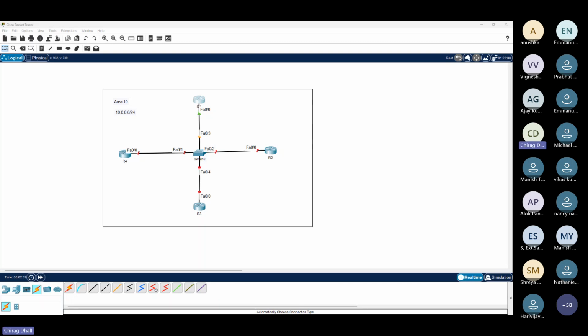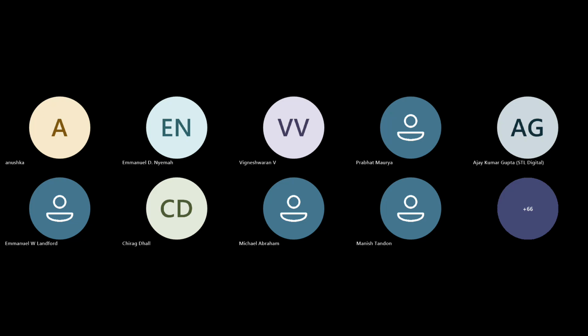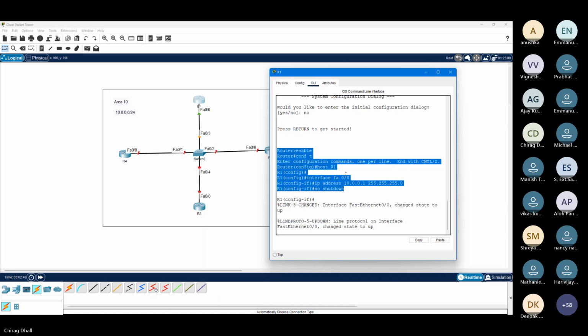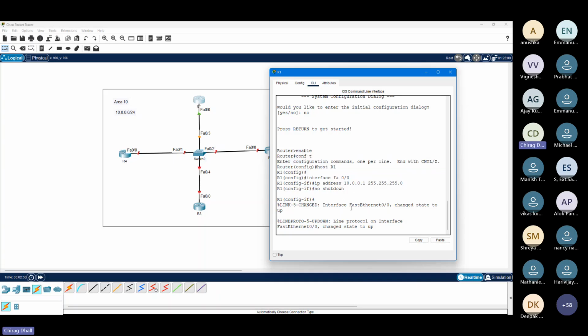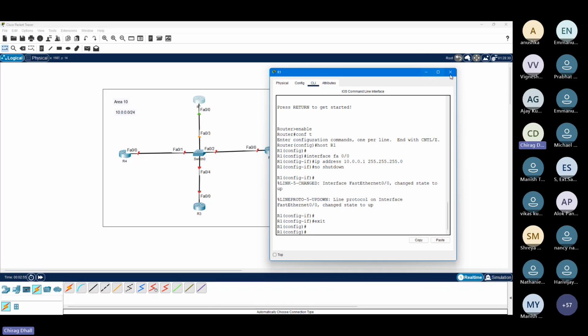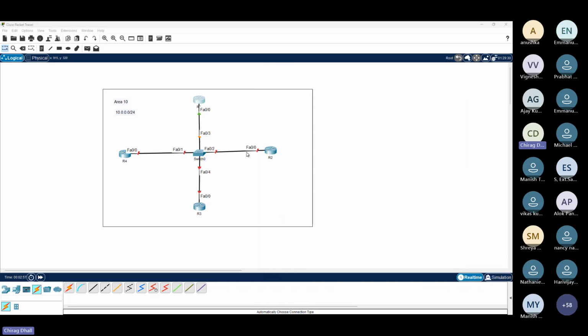I'll share my screen again. No worries. Can you see it now? Is it visible? CLI? Perfect. So hostname is configured, IP is configured. I'll exit and we will configure OSPF in the next part.